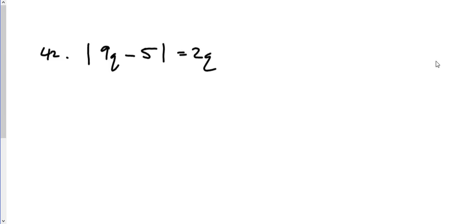Okie dokie. What we're going to do here is solve some absolute value problems. I'm going to go through three different problems and show you how to solve them. There are some pretty easy steps to do this.